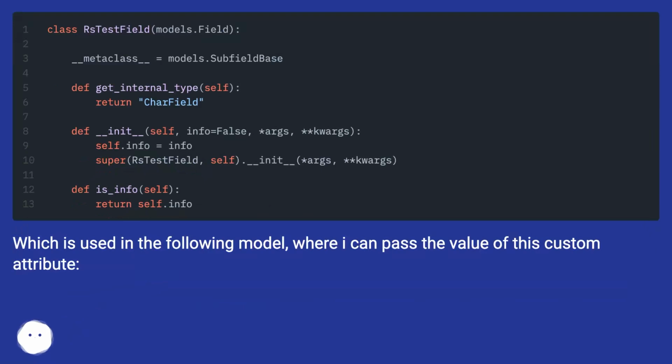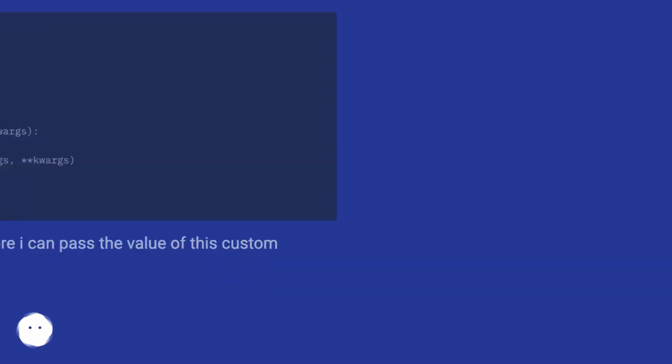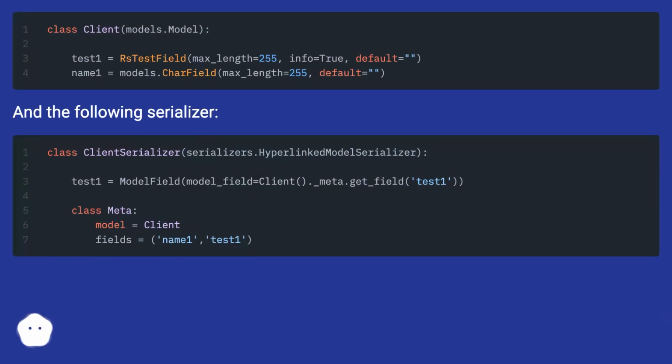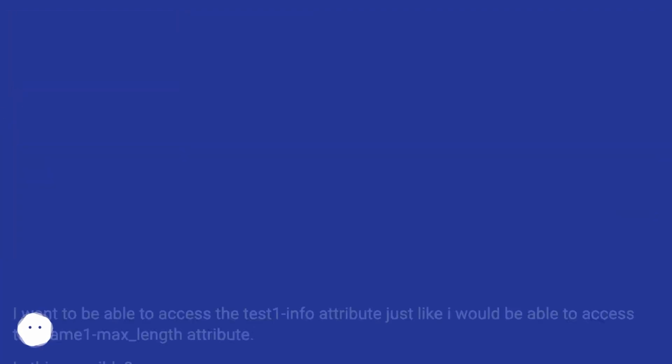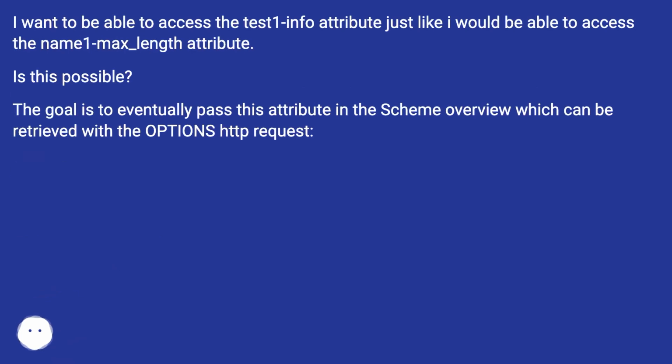Which is used in the following model, where I can pass the value of this custom attribute. And the following serializer. I want to be able to access the test1 info attribute just like I would be able to access the name1 max_length attribute. Is this possible? The goal is to eventually pass this attribute in the scheme overview, which can be retrieved with the options HTTP request.